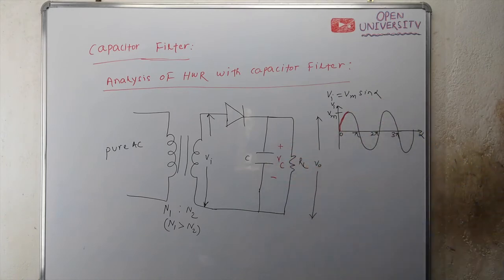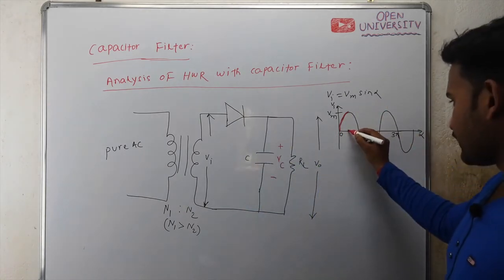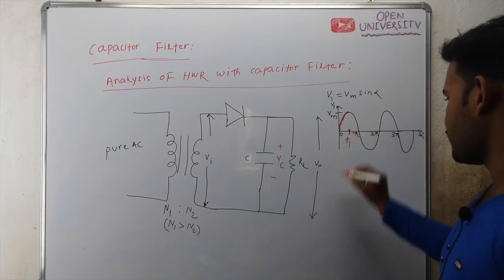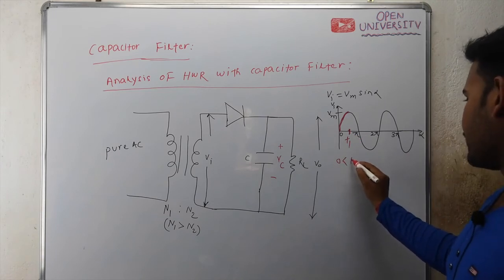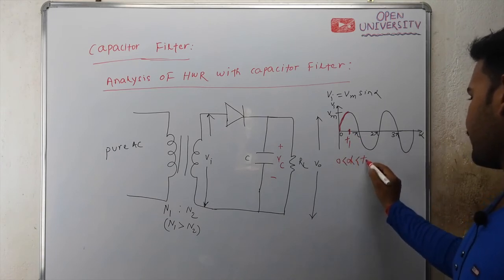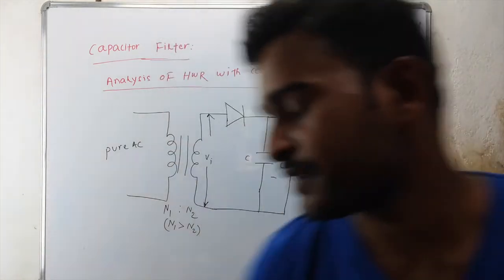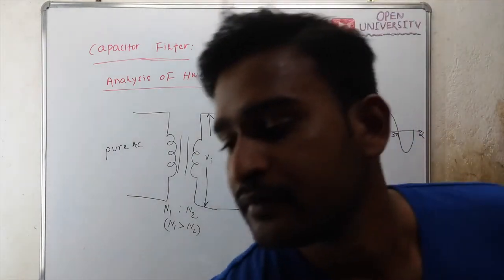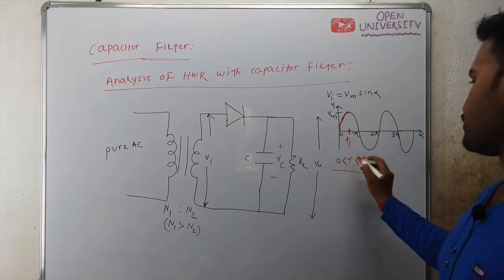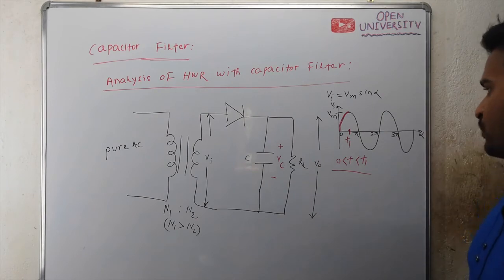The capacitor will charge up to the peak input voltage. Let this time be T1. So from 0 to T1, when t is between 0 and T1, your diode is forward biased and the capacitor will charge up to the peak input value.